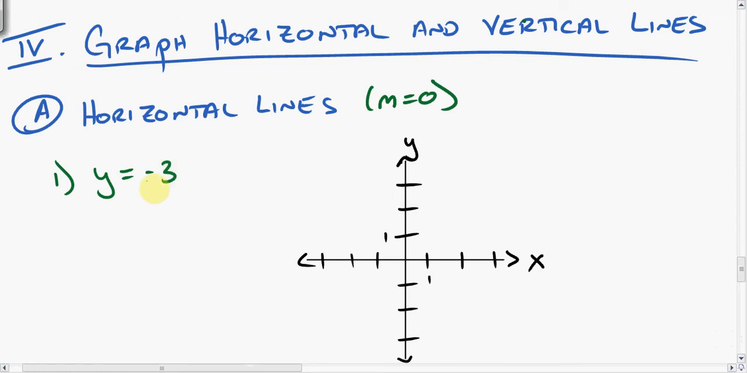All you're going to do is, on the axis of the variable that you see, which is a y variable, plot a point on the y-axis at -3. So -1, -2, -3. Then I'm going to draw a horizontal line that passes through that point. Your horizontal line will always be parallel to your x-axis. And this is y equals -3. And you're done.